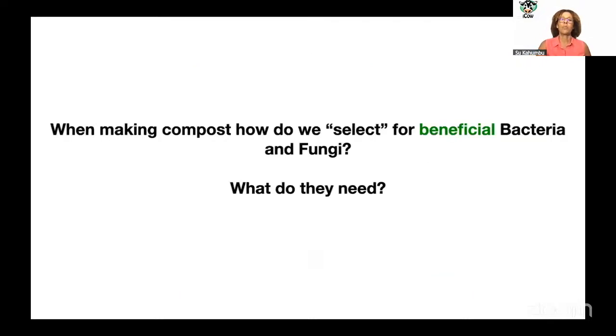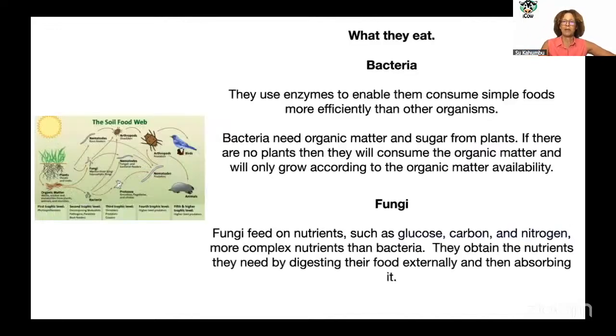So when we make compost, how do we select for beneficial bacteria and fungi? The way we do it is by understanding what they need. If I was going to invite you all to a party and you were all vegetarian, I'd need to know that, because if the party was to be successful and you don't leave, I would need not to be having a nyama choma party, right? Although I love nyama choma. Anyway, so when we want to invite bacteria and fungi to the party, we need to feed them. What do they eat?